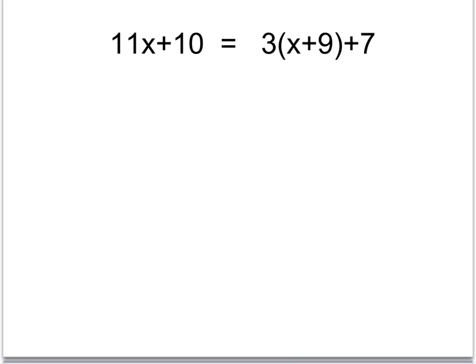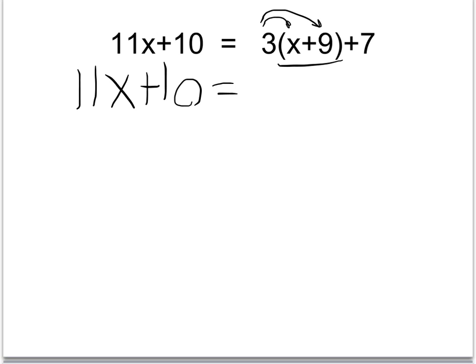Hopefully by now we know how to solve these kinds of equations. The first thing we're going to do is get rid of these brackets. We don't like them. We're going to use distributive law. We're going to leave the left-hand side the same. So just copy everything down nice and neatly. Hopefully you can do it neater on your paper than I can on the iPad. And we will distribute this. So 3 times x is 3x, plus 3 times 9 is 27. And don't forget about that plus 7 at the end.